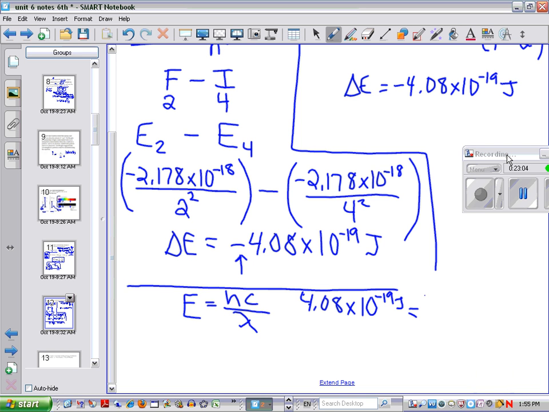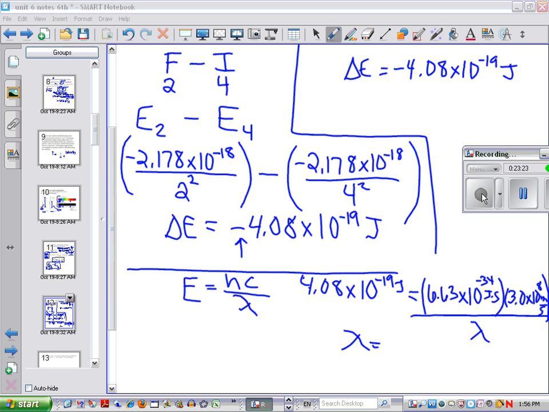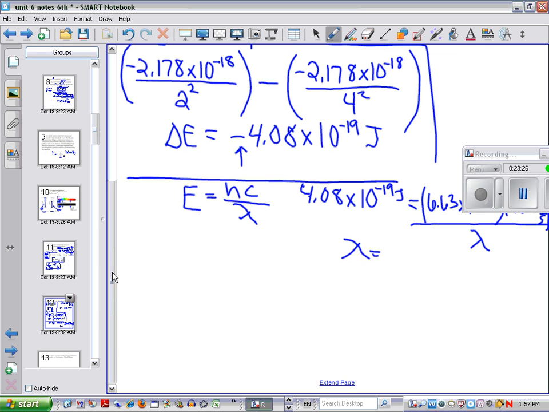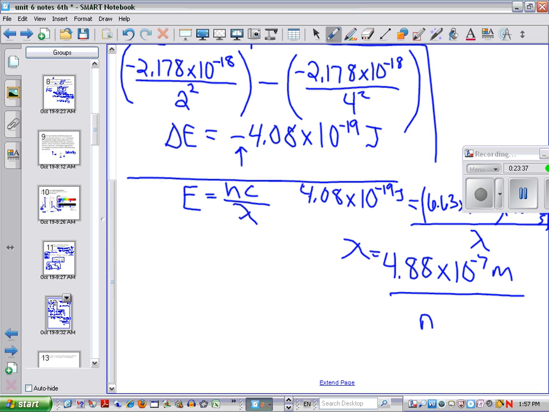Doesn't make any sense. Times 6.63 times 10 to the negative 34th joules per second times the speed of light, 3.0 times 10 to the 8th meters per second, all divided by that wavelength. So you can isolate the wavelength and solve for that. Here we go. So when you plug and chug that into your calculator, you get 4.88 times 10 to the negative 7 meters. And chances are, if you had a problem like this, they wouldn't want it in meters. They would ask for the wavelength in nanometers, which would end up being 488 nanometers. And you could make that conversion pretty simple.